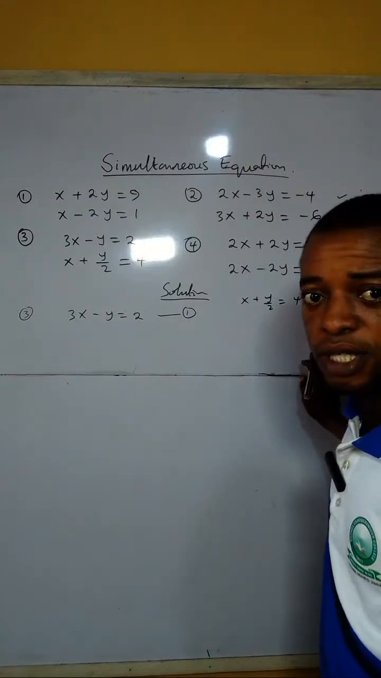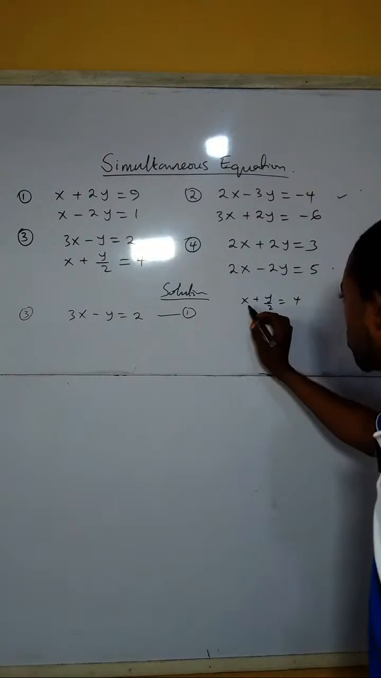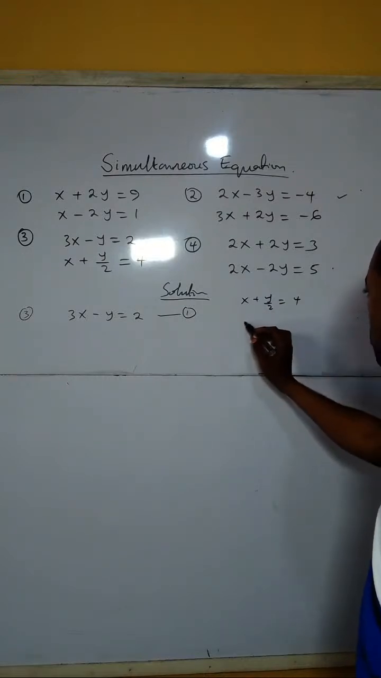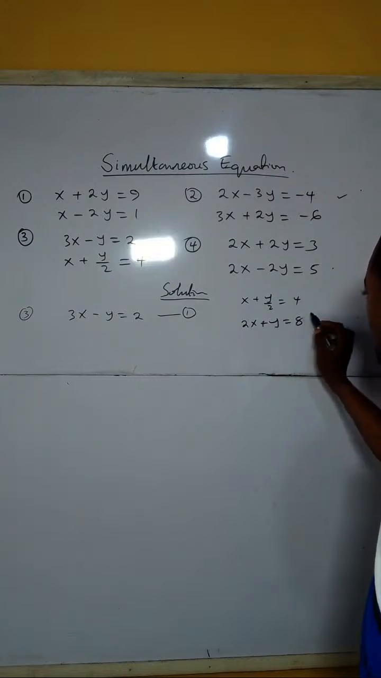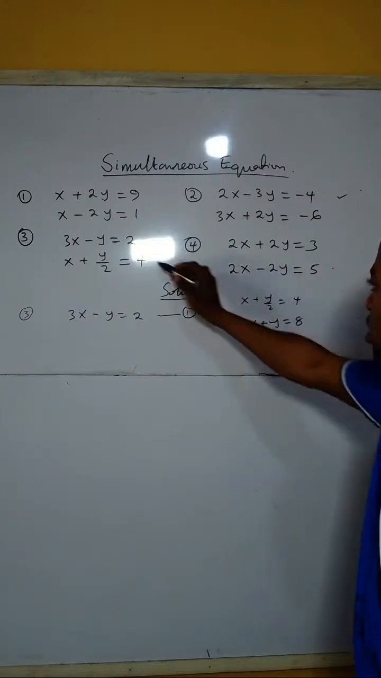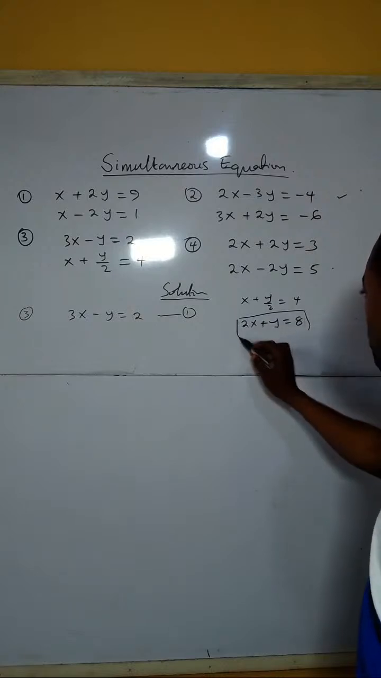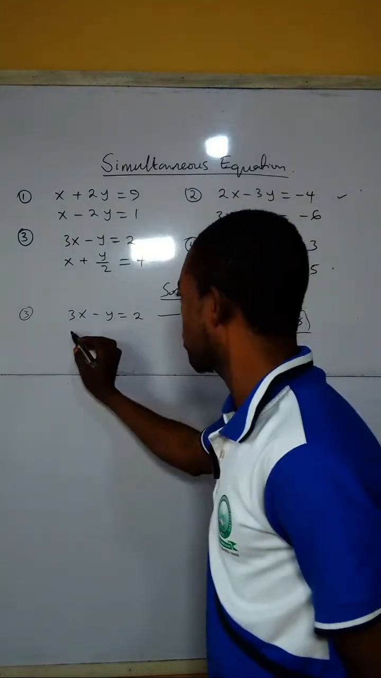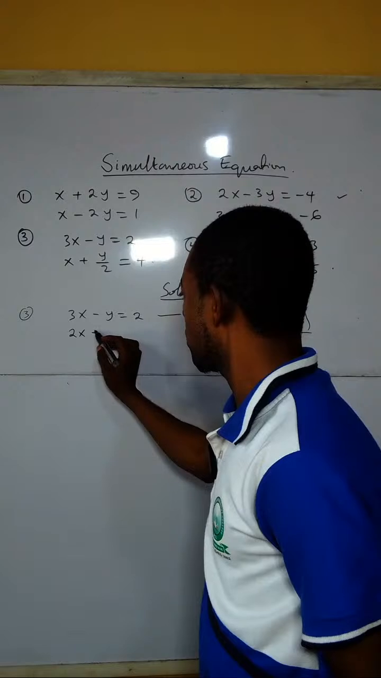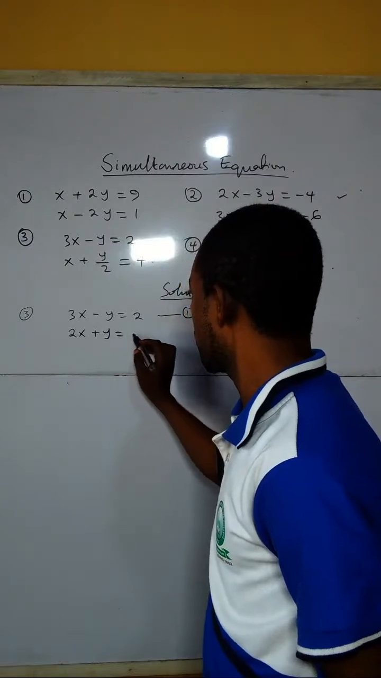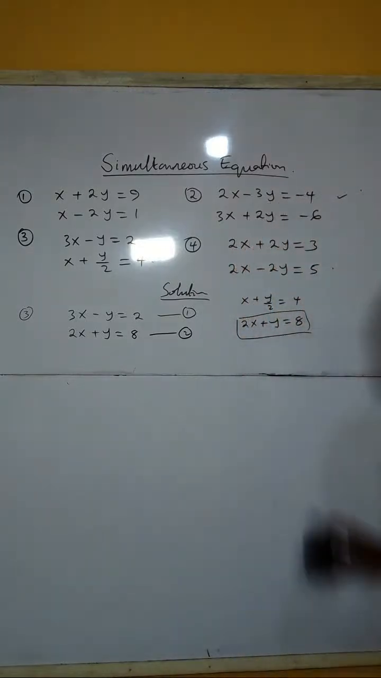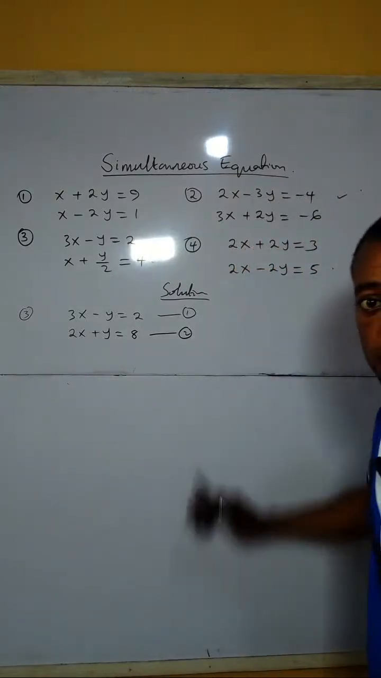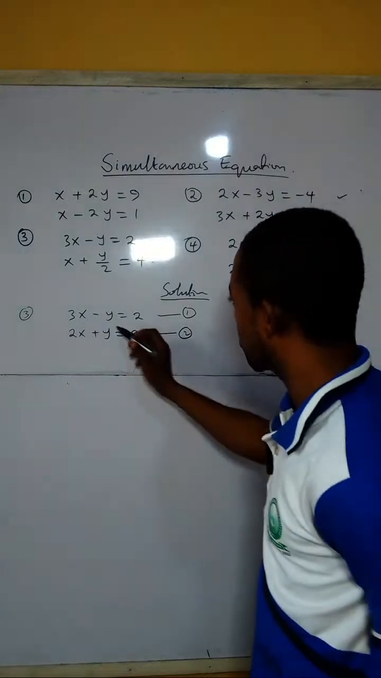We can clear this fraction by multiplying through by 2. LCM is 2, so this becomes 2x plus y equals 8. So instead of writing this, we can write 2x plus y equals 8. That's equation 2. Now, easily, we can use the elimination method here and eliminate y.